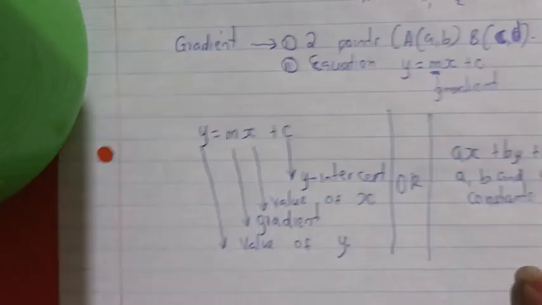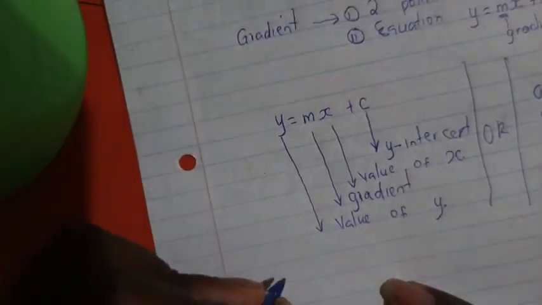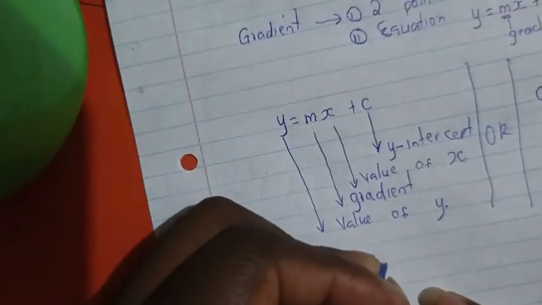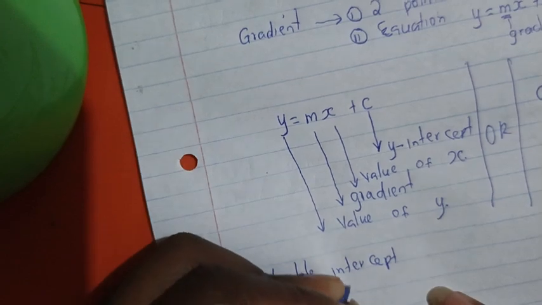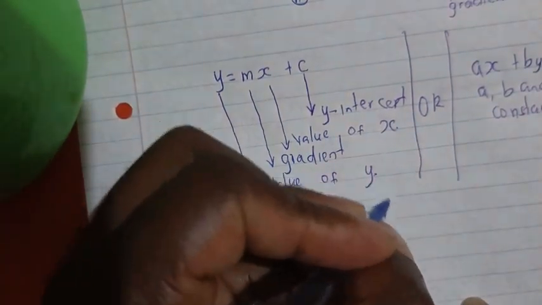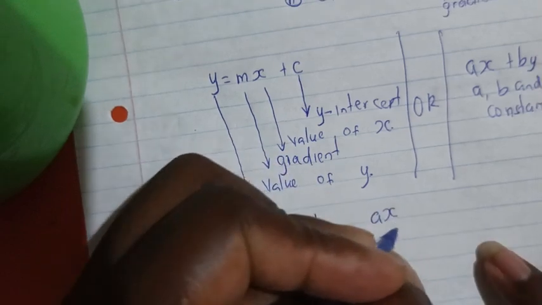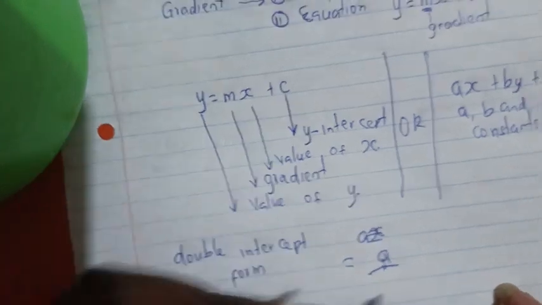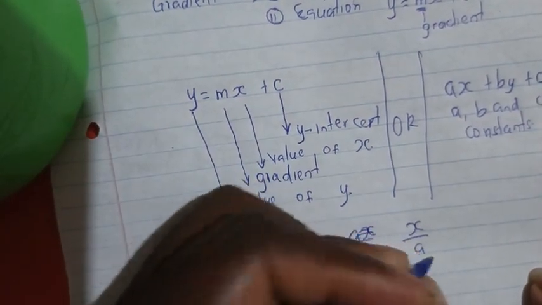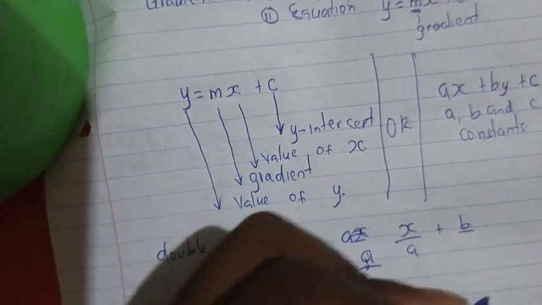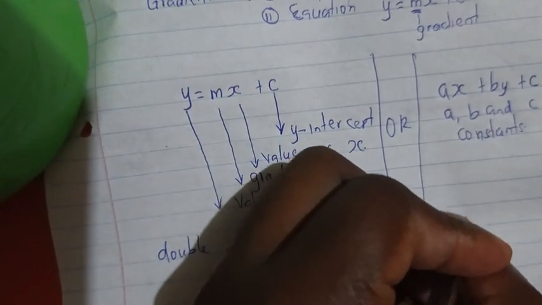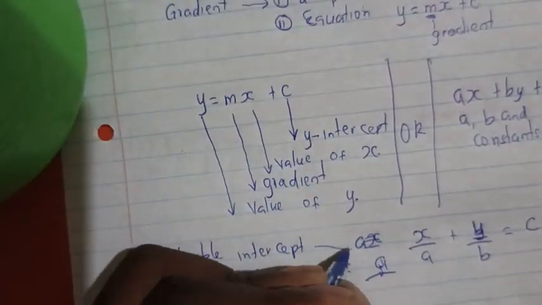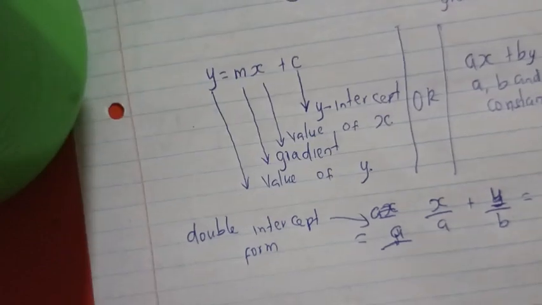Sometimes the equation of a straight line is also given in double intercept form, whereby we have x over a plus y over b is equal to c. This one is what we call the double intercept form.